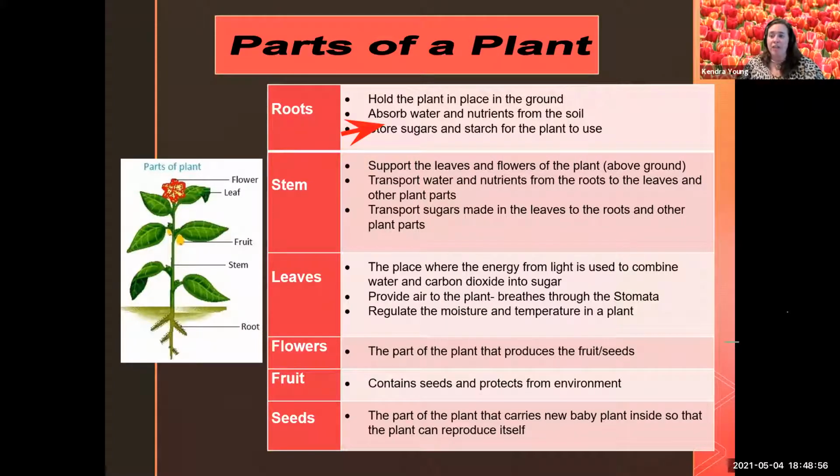Okay, how about a stem vegetable? A vegetable that we eat that is a stem.